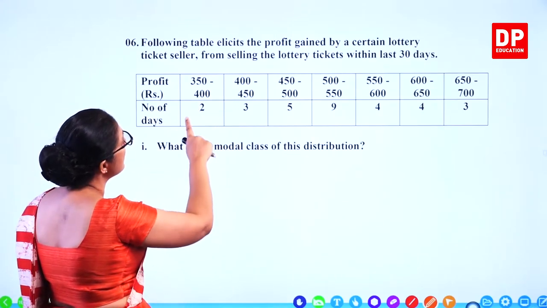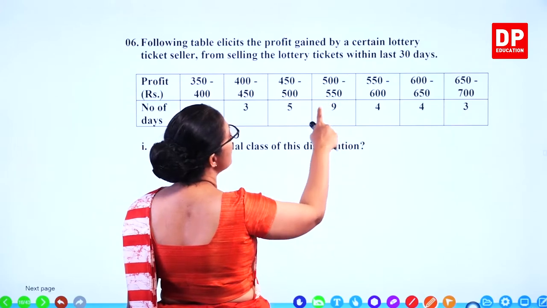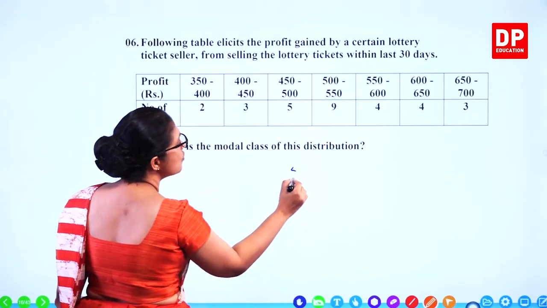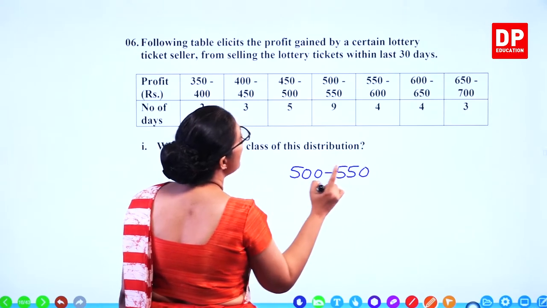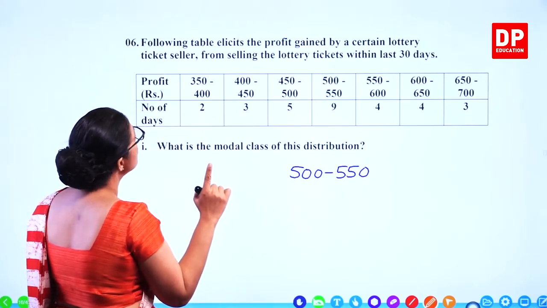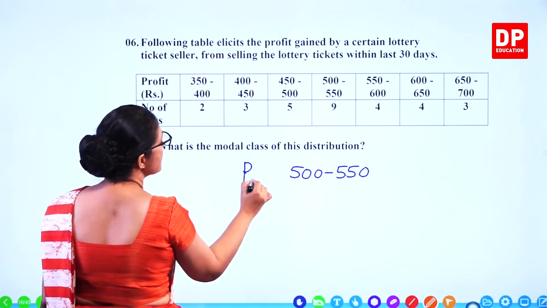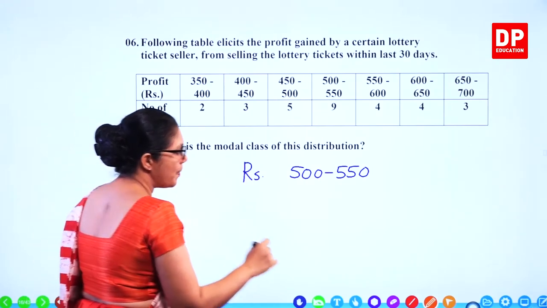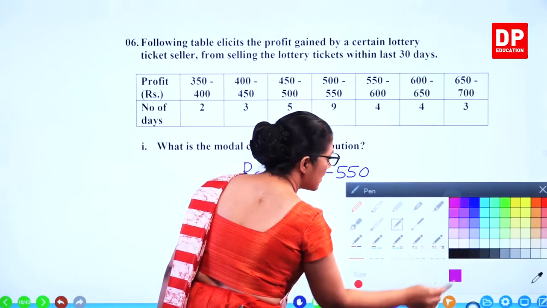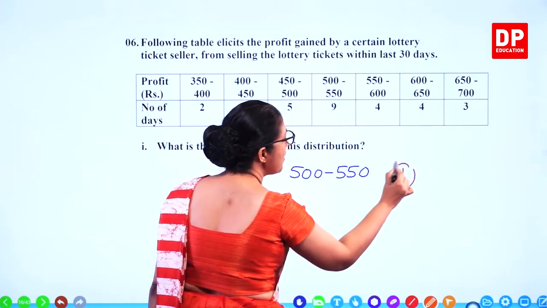So what's the modal class? One which has the highest frequency. So 500 to 550, and this is about price. So 500 to 550 rupees is the modal class. So you get 1 mark for that.